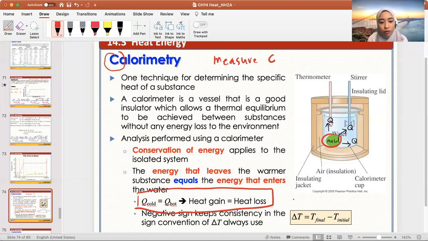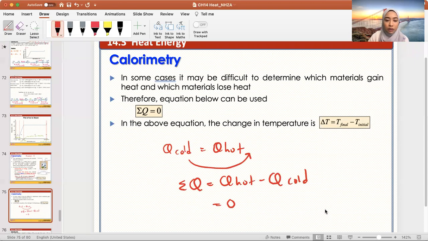when we minus Q cold with Q hot, it will give us a 0. And this is what this equation means. So Q cold minus Q hot will give us a 0. So there is no increase in heat energy, or there is no decrease in heat energy. Everything is conserved. Okay, everything is conserved. In the above equation, the change in temperature is delta T, T final minus T initial. Okay, good.